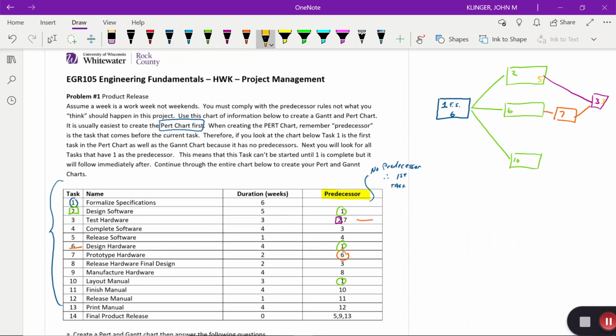You'll finish this whole task for this problem and come up with a PERT chart. Then you'll want to make it into a Gantt chart. Take this information and put it into a Gantt chart. I just wanted to let you know what that predecessor means. It's looking back at the previous task.